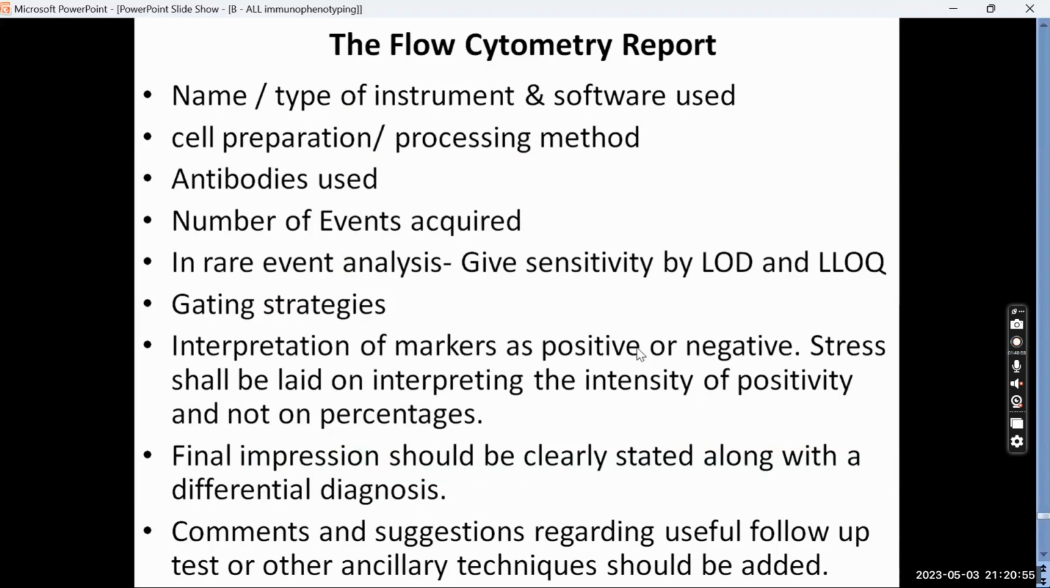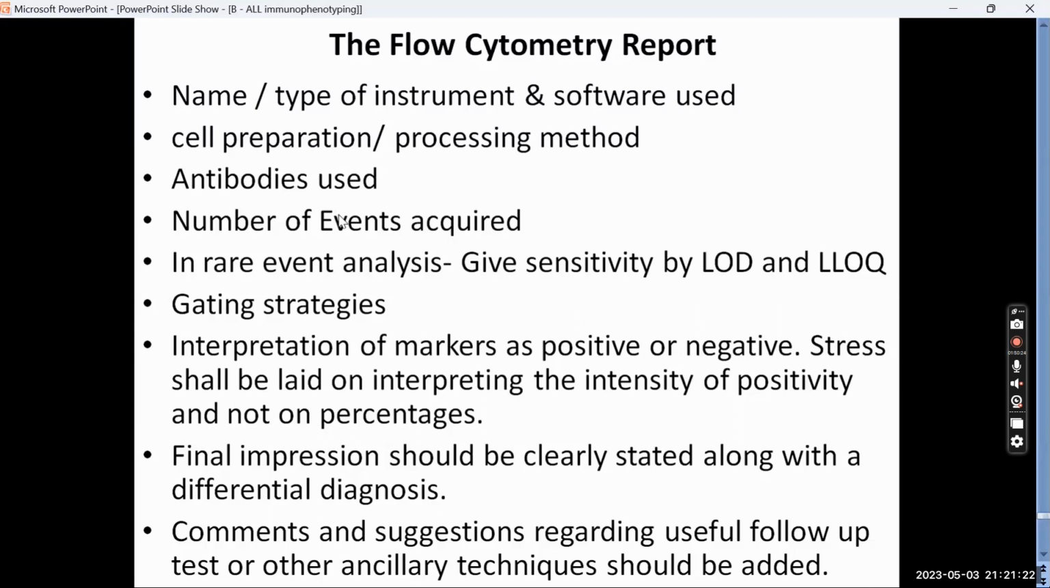So how do you report leukemia, I mean a B-ALL report? These are all small things, and this will be repeating in the next lectures also. The name, the type of instrument or the software you use, the cell preparation technique and the processing method you have used, whether it's a stain-wash or a lyse-stain-wash, what was the sample used, antibodies used in the assay. So you need to tell what all antibodies. You can't just say it's B-ALL without telling what antibodies you used. You need to tell what all antibodies you have used.